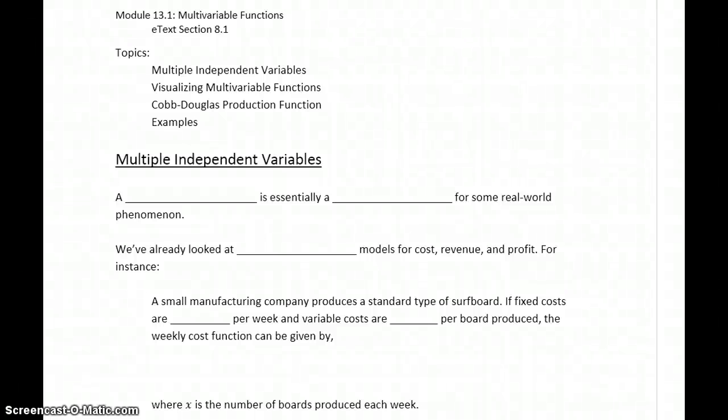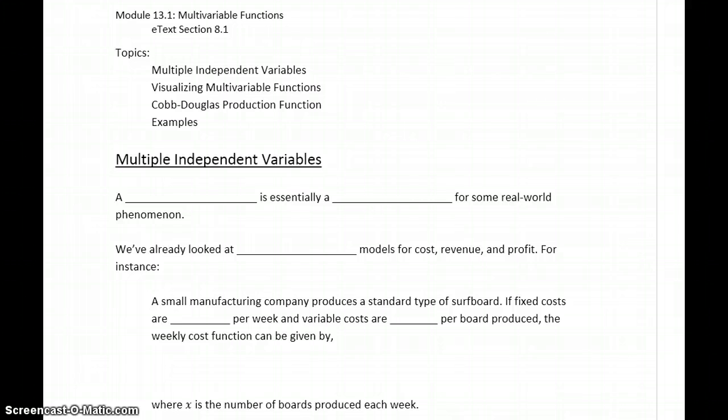Module 13 and 14, the last two modules that we're going to cover this semester, talk about multivariable functions. So really what we're going to be doing over the remaining portion of the course is revisiting topics from derivatives and integrals and looking at how we apply those to functions with multiple variables or multiple independent variables. So before we get into the calculus, we want to spend this first section just talking a little bit about what multivariable functions are, why we need them, and how we perform some basic operations with them.